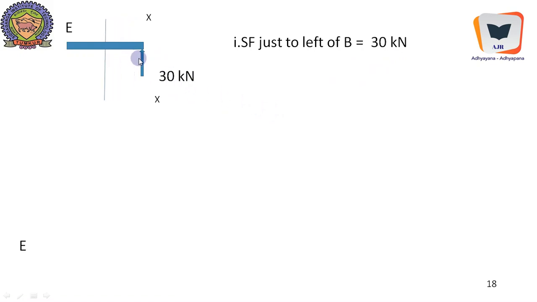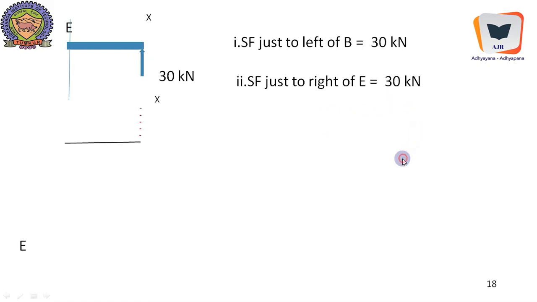And if we move the same, there are no loads intervening, therefore the same effect will continue just to the right of E. SF just to the right of E is 30 kilonewton. And if you plot this, it will be like this. Here it is 30 kilonewton positive, same thing. Uniform shear will continue just to the right of E.